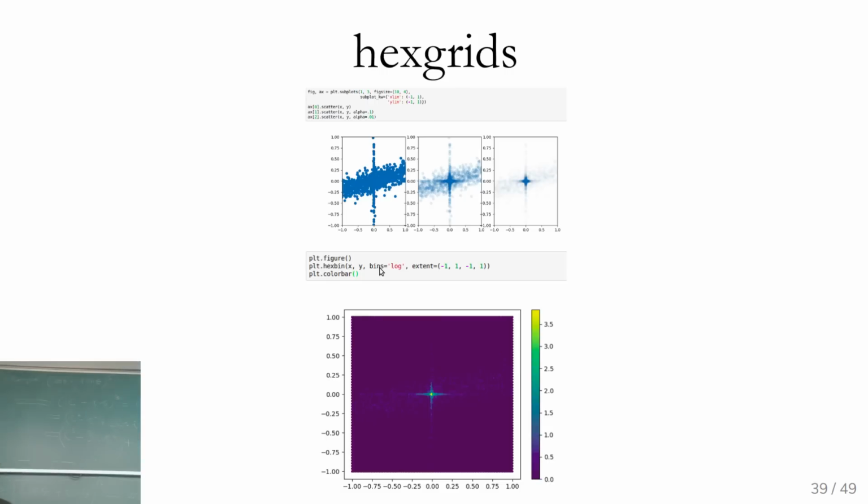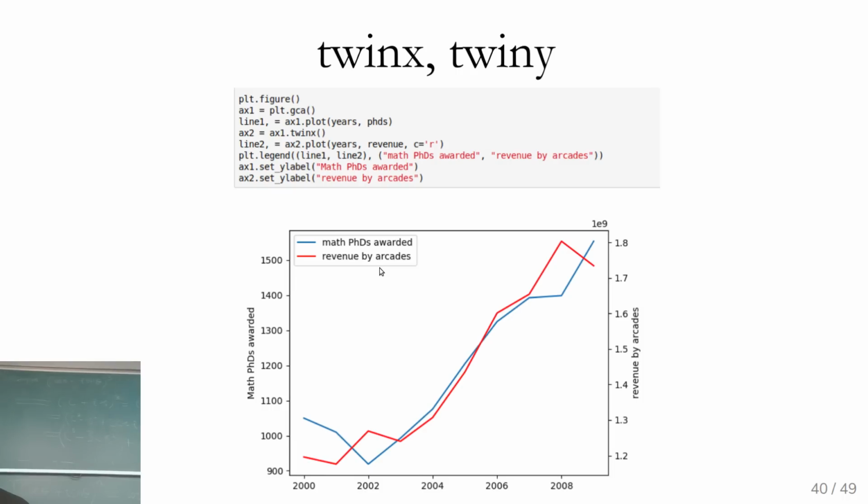Another cool plotting trick that I very often use is twin axes, most often twin x. Here, this is a solution to your homework, so take note. Very often you want to compare things in a plot that are not on the same scale. This is from the same website that's in the homeworks, the Spurious Correlations. This is math PhDs awarded per year and revenue made by arcades in that year, which clearly highly correlate.